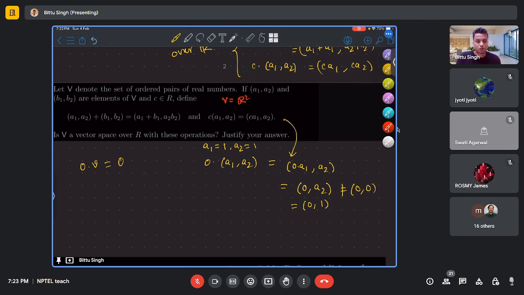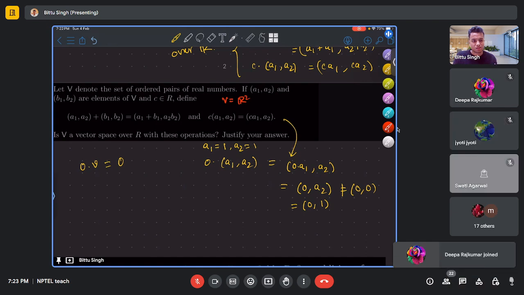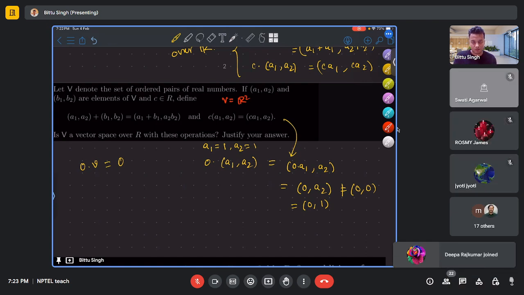So yes, Swati, what you are saying is true, there is some problem in the multiplication. So the answer is no, it is not a vector space.